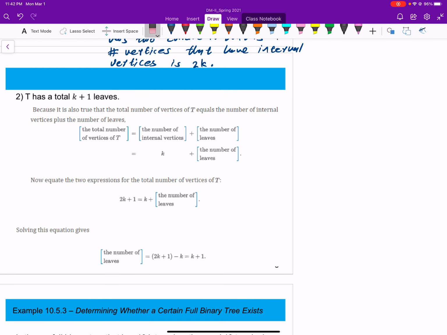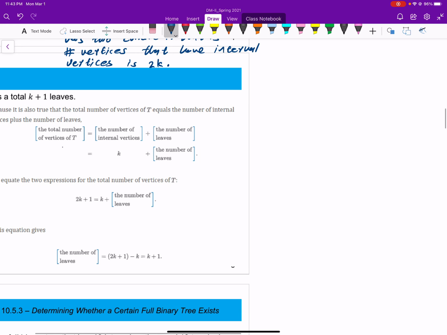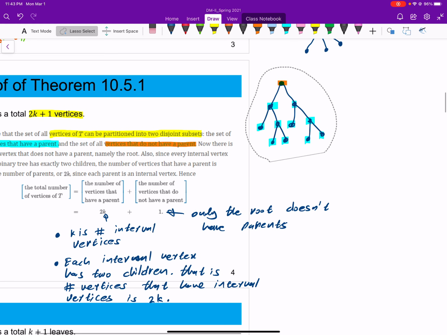In the next slide, we are going to show T has a total of k plus 1 leaves. For that, we just write down this equation. The total number of vertices can also be written as the number of internal vertices plus the number of leaves. Okay, that's another formula. Let me use the same tree to show that.